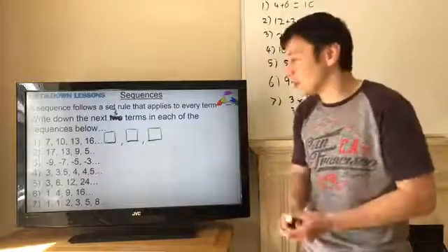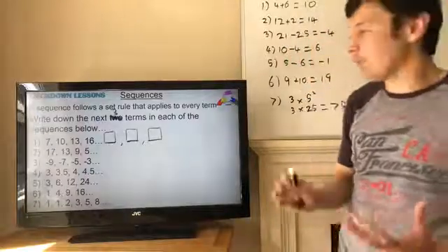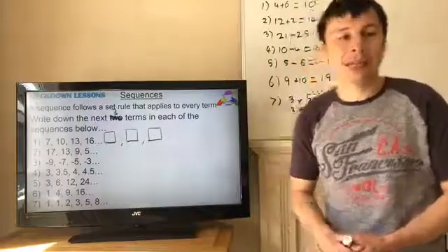Alright, so a few minutes on that. They get a little bit tricky towards the end. Some different sequences that you see in GCSE.